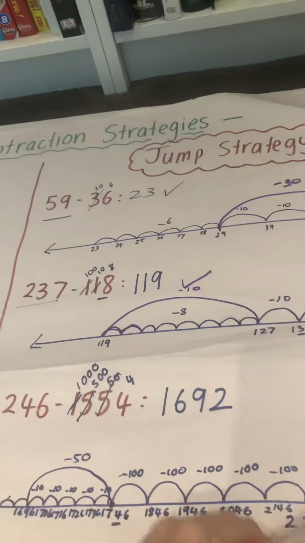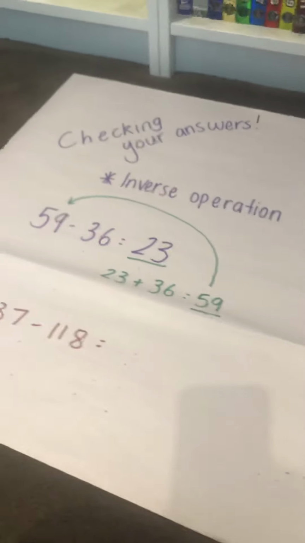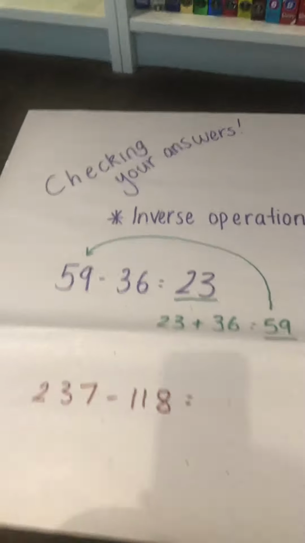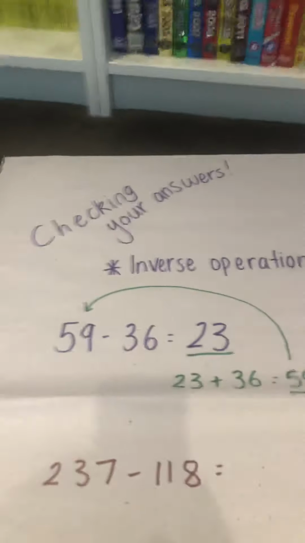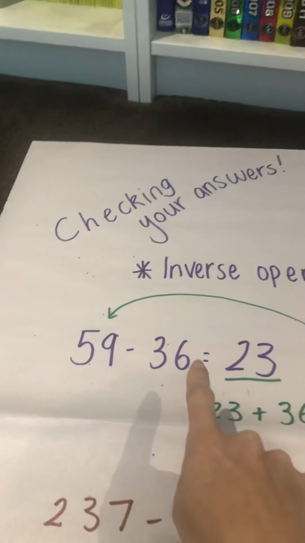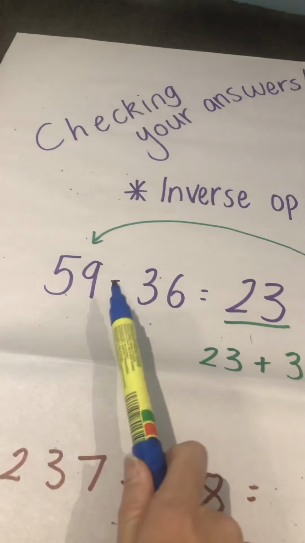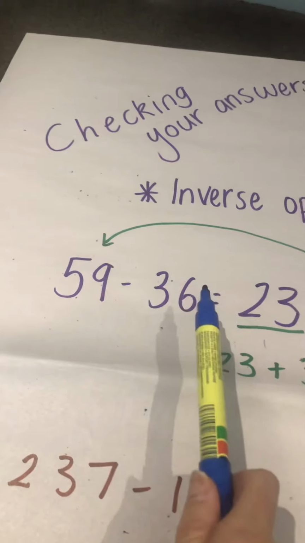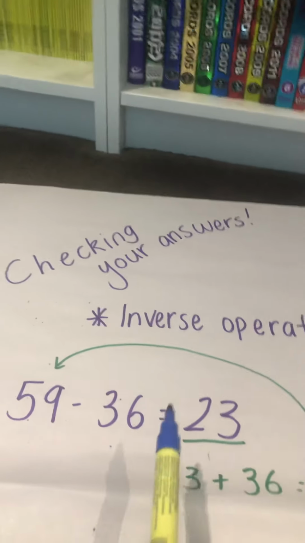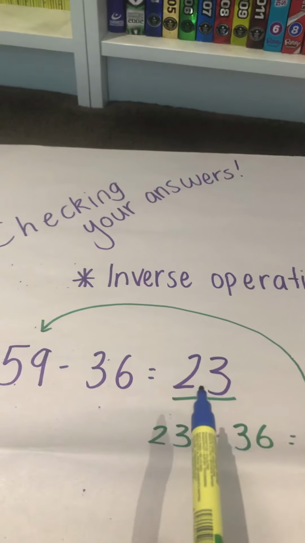Now, I just want to show you something really quickly of how you can check your answers using addition. Okay, so you can check your answers for your subtraction problems by reversing it and using addition. So this was our first problem today where we did 59 take away 36. Okay, so we used with split or jump, doesn't matter which one. We got our answer of 23.